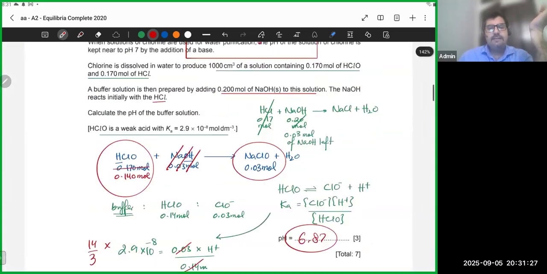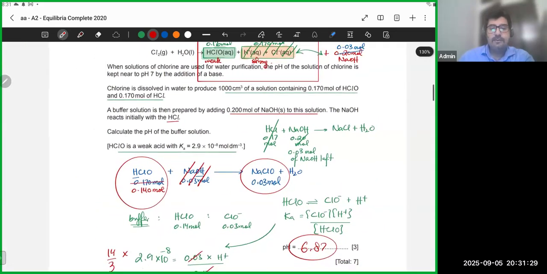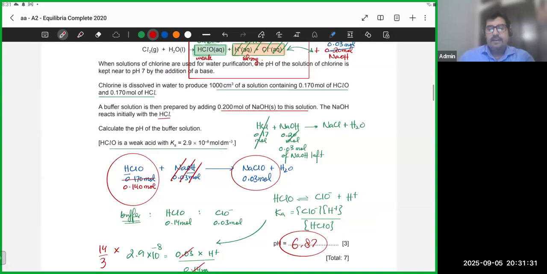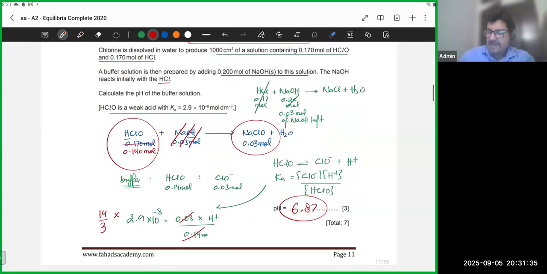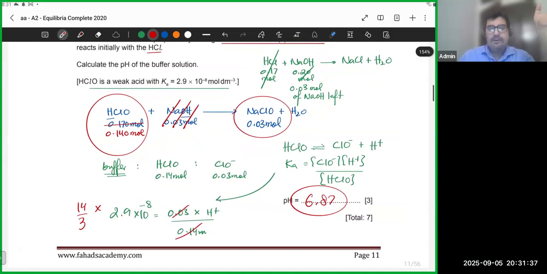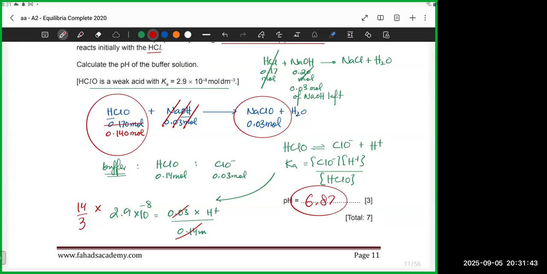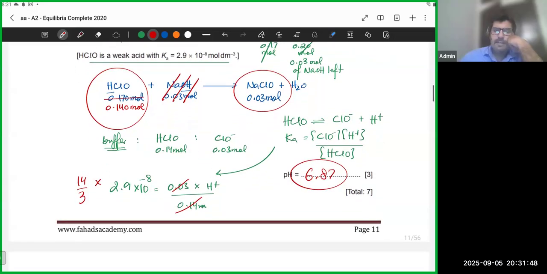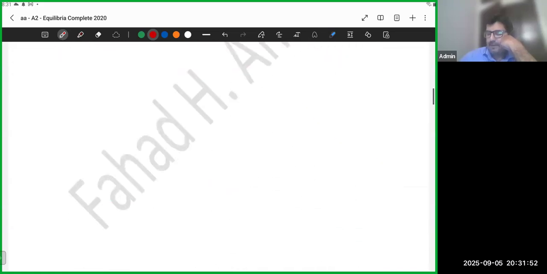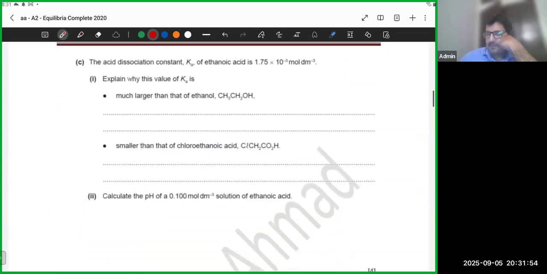Anyway, that's a pretty tough question to follow because you had to do the moles part first, and right at the end, you were able to form the buffer. But is the question clear somewhat? Clear? Yes, sir. Okay, so sometimes they'll mix moles with buffer. So let's try and find another question.